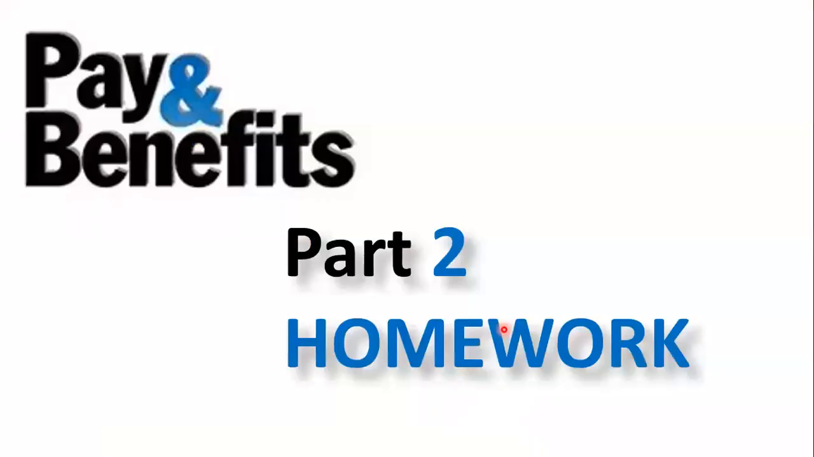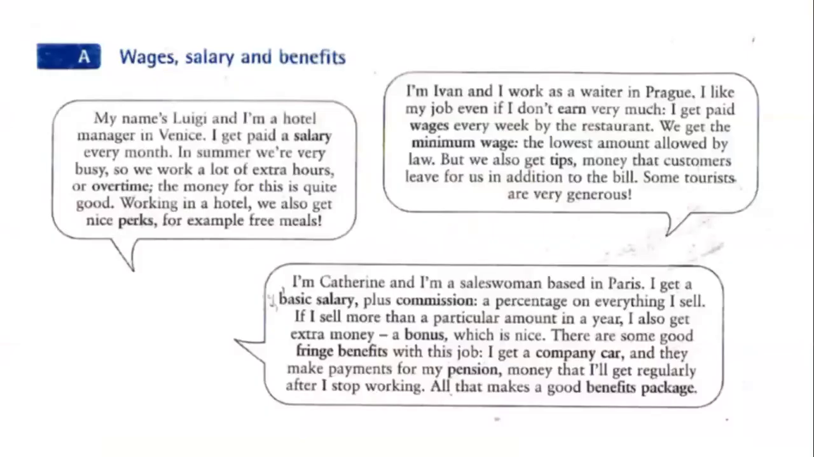Okay? Now I'm going to explain a little bit about the homework that you have to do for next week. Remember that this is the second part of pay and benefits. And this week, I'm going to include some expressions that we learned last week. So last time we were talking about wages, salaries, and benefits. Here you have some examples like Luigi, Ivan, and Catherine. You are going to read about these people, about Luigi, Ivan, and Catherine.